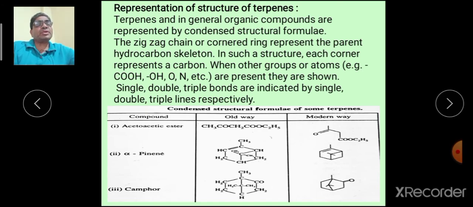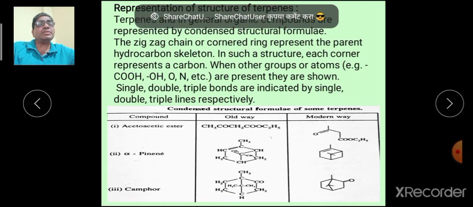Now, representation of structure of terpenes. Terpenes and in general organic compounds are represented by condensed structural formula, that is dropping carbon and hydrogen atoms. The zigzag chain or ring represents the parent hydrocarbon skeleton. In such a structure, each corner represents a carbon.